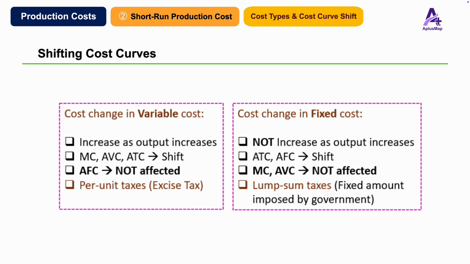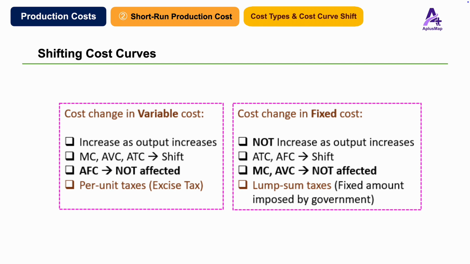Now, what about the other side? What if our fixed costs change, like our bakery rent suddenly goes way up? Great question, and the impact is different. If fixed costs increase, higher rent, maybe a new annual license fee the government imposes, then obviously average fixed cost, AFC, shifts up because TFC went up. And since fixed cost is part of total cost, average total cost, ATC, also shifts up.